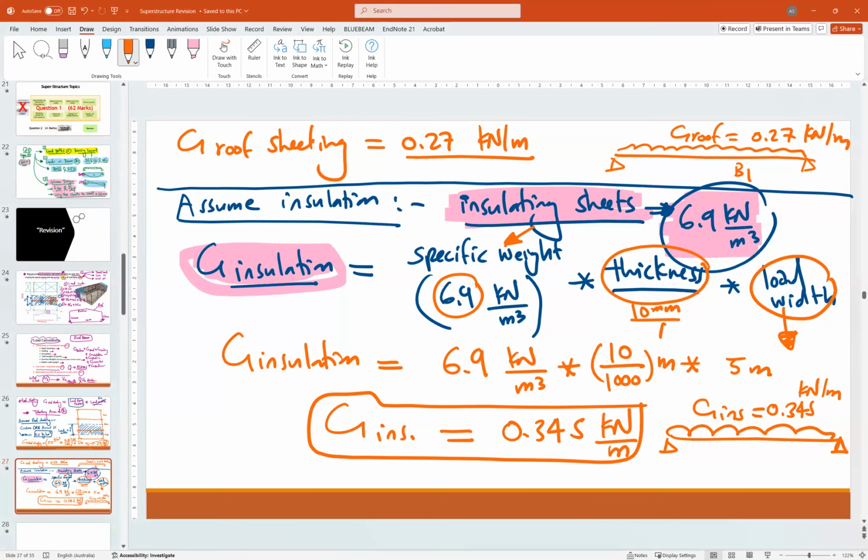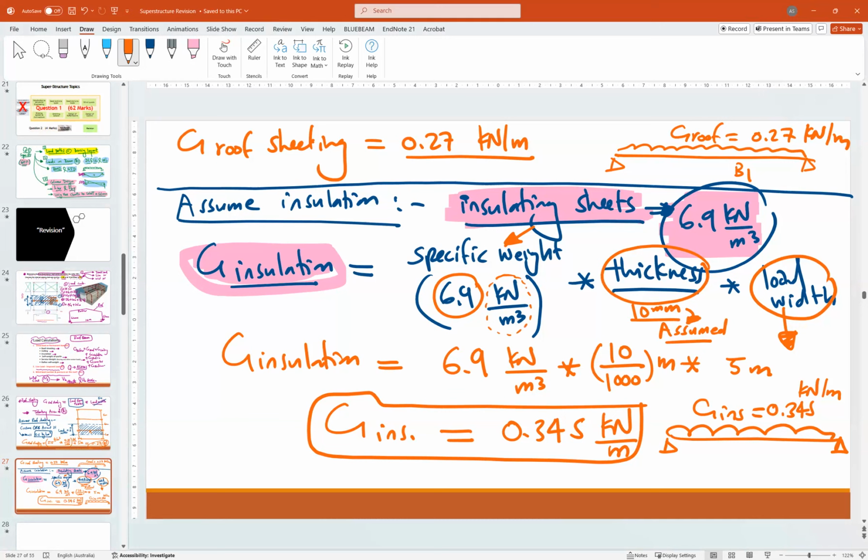Assumed. How do I get a thickness assumed? Why do we need the thickness here? Because the standard gives us this value as a specific weight.